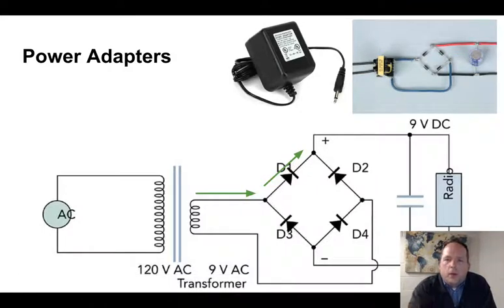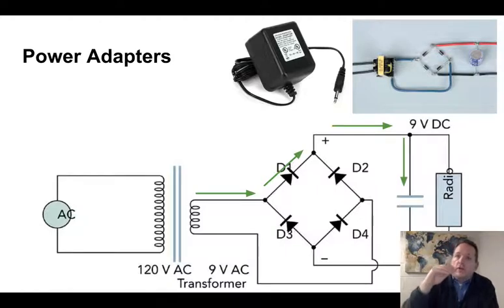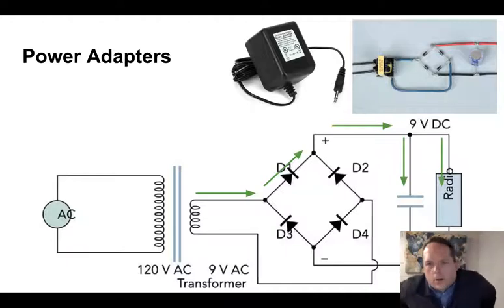It reaches this point up here, and then again it can't go through diode 2. That would be the wrong direction, so it continues over to this portion of the circuit where it has both the capacitor and the hypothetical radio that we're powering with this adapter. Well, current is going to flow down to the capacitor and start charging up that capacitor, but at the same time current is going to flow to the radio and provide electric power to the radio.